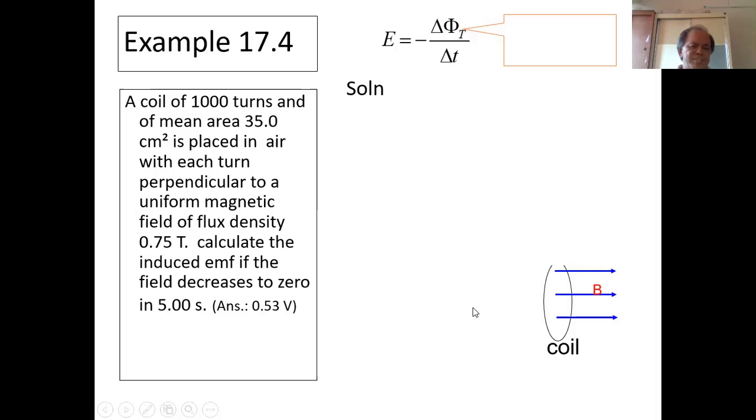Okay, try this question, just using this formula, Faraday's law. A coil of 1,000 turns and of mean area 35 cm squared is placed in air with each turn perpendicular to the uniform magnetic field of flux density 0.75 Tesla. Calculate the induced EMF if the field decreases to 0 in 5 seconds. Okay, try that.